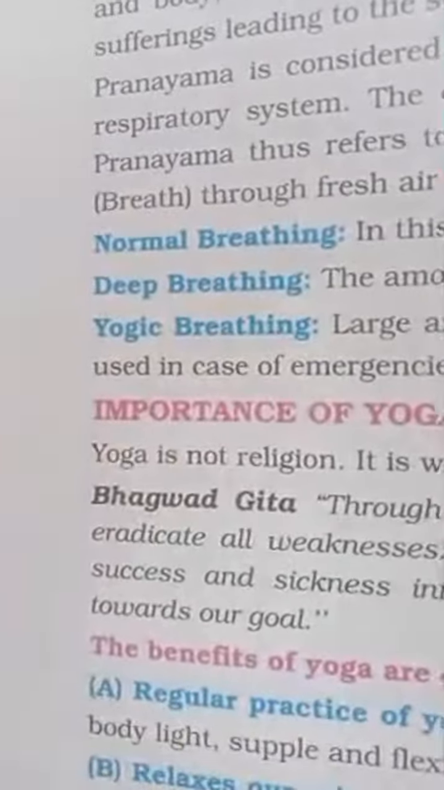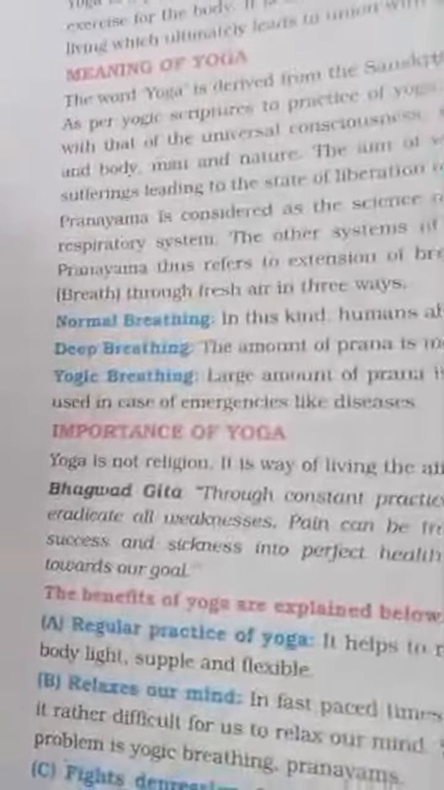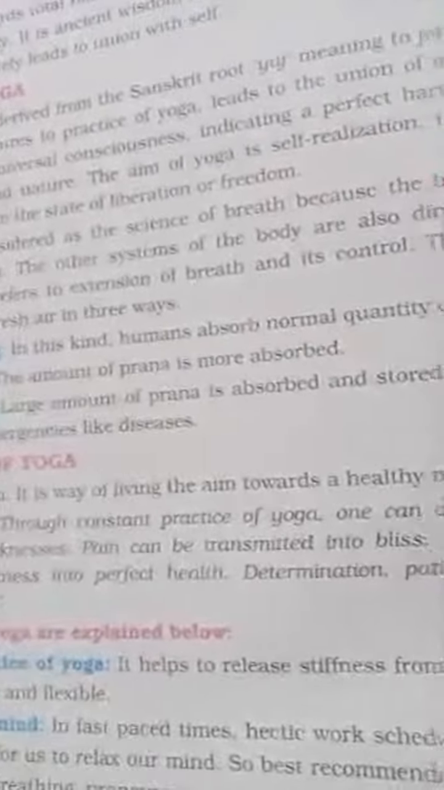So here it is: normal breathing, deep breathing, and yogic breathing. Normal breathing, in this kind, humans observe normal quantity of prana, and then deep breathing, the amount of prana is more observed, and yogic breathing, large amount of prana is observed and stored in the body, which can be used in case of emergencies like diseases. Okay, so this is about your yogic breathing.